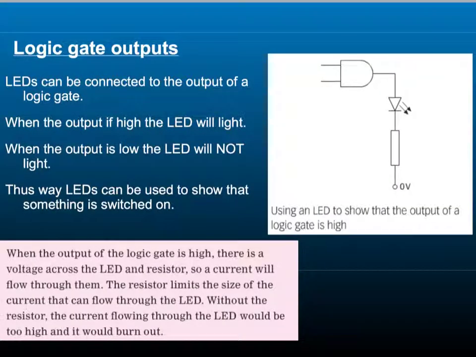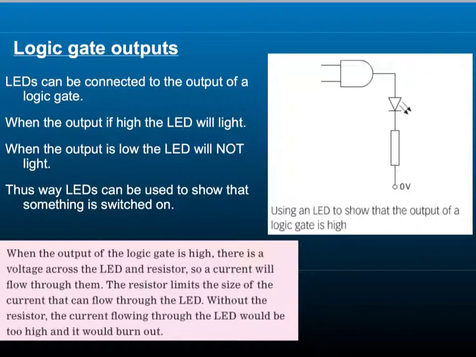LEDs can be connected to the output of a logic gate, shown in the diagram. When the output is high, the LED will emit light. When the output is low, the LED will not emit any light. LEDs are often used like this to show that something is switched on.